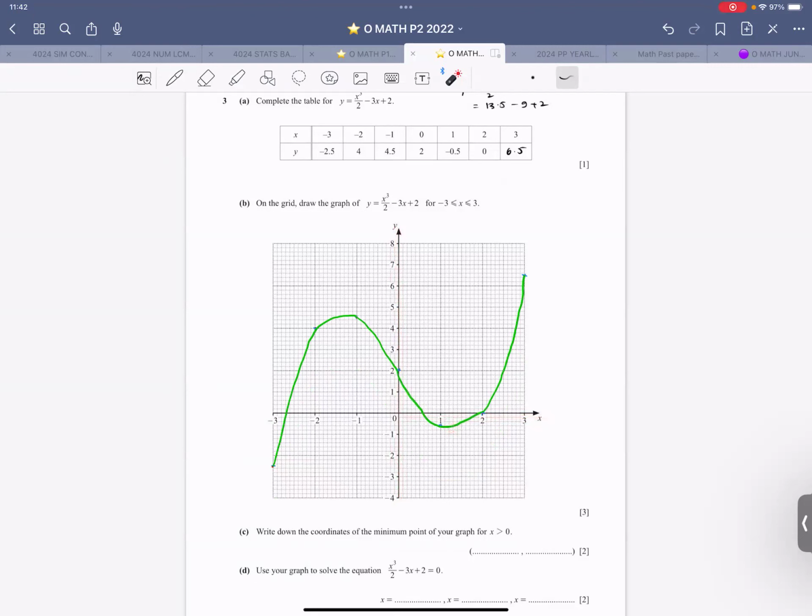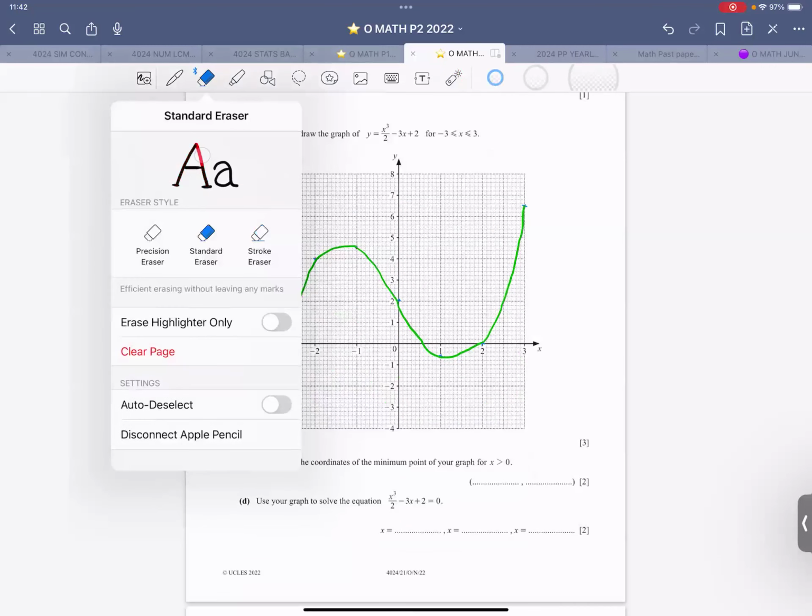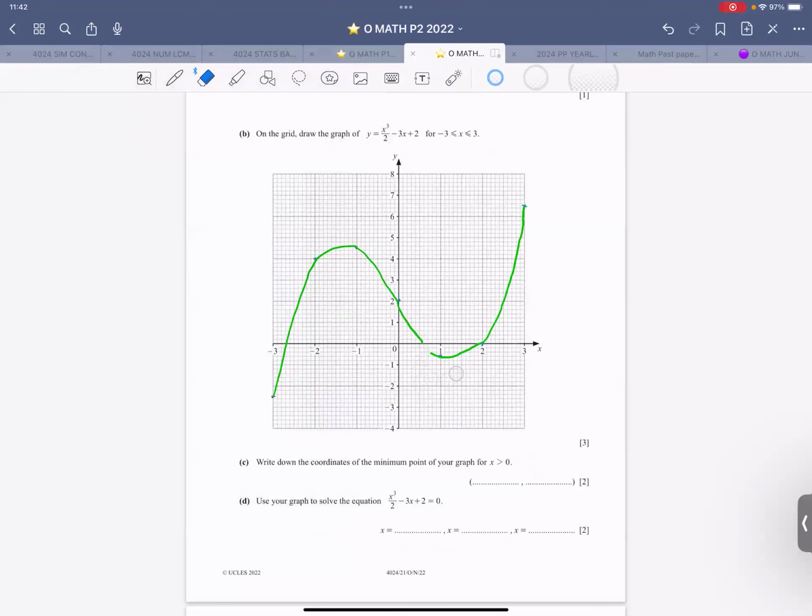It's somewhere over here. So the minimum point, if I've drawn it all good, I can just focus a bit on this one. So standard eraser, because this will make a difference. Let me just draw it a little bit better. Okay. So now if I draw this part of the curve, okay. So I think the minimum point is somewhere over here.